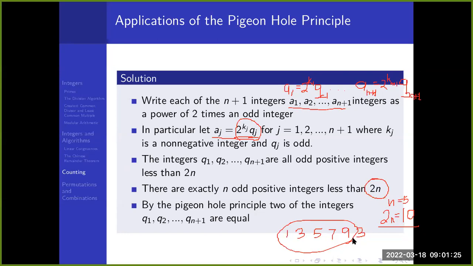Is that making sense? Yeah. Good. So that says we have at least one pair here that are equal. So let's continue.